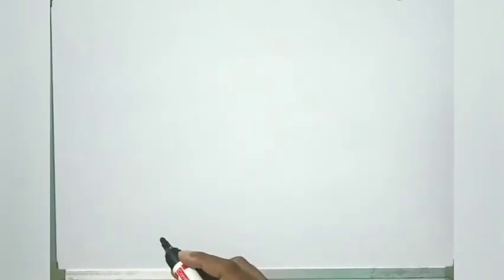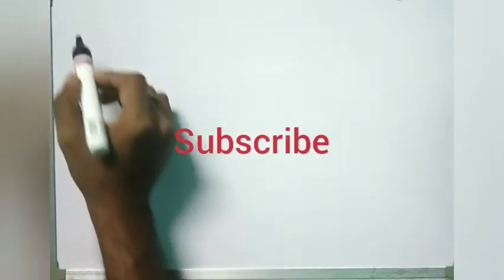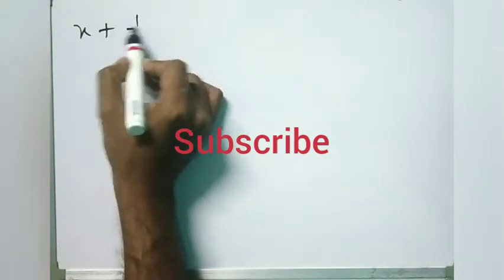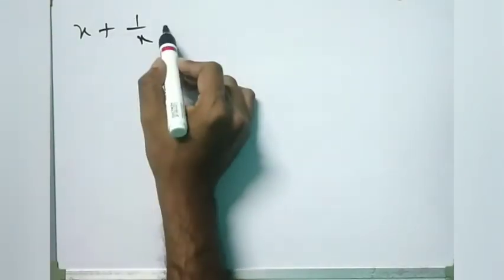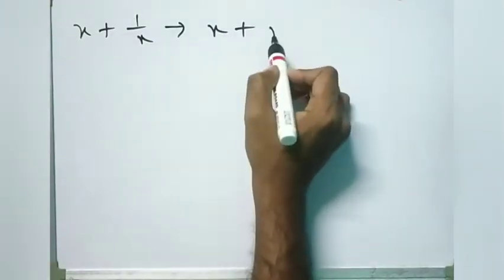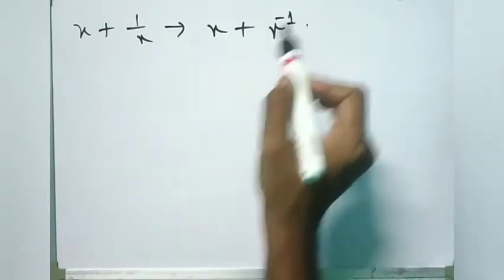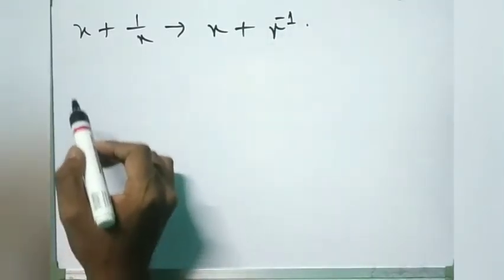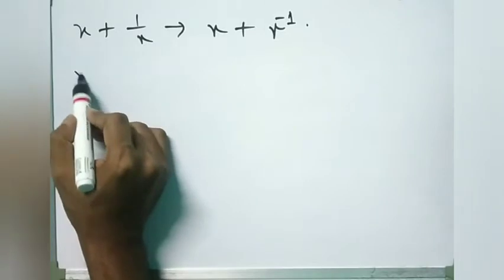Now we have seen a few examples of polynomial expressions. Now I will write a few expressions and ask whether these are polynomials or not. Okay, x plus 1 by x, this can be written as x plus x to the power minus 1. Let me write a few examples, then I will discuss the logic behind it.